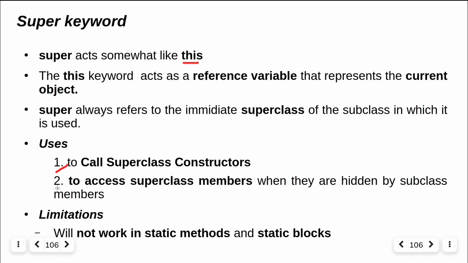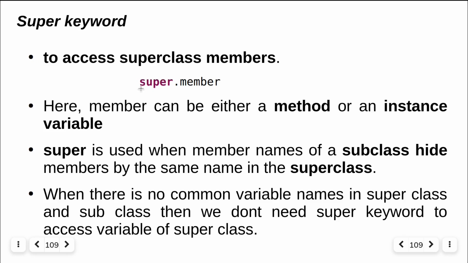Let us see the second usage of super: to access superclass members when they are hidden by subclass members. The general usage would be something like this: super.member. Here the member can be either a method or an instance variable. When we have the same names within the superclass and subclass, then subclass variables will hide the superclass variables. To access the superclass variables, we use the super keyword. Let us understand more clearly with an example.